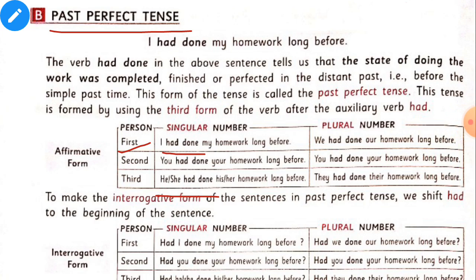Okay children, in the present perfect tense we use has and have, but in the past perfect tense we use only had. In place of has and have, in past perfect tense you can use only had. Okay children, so now let's go to the future perfect tense.